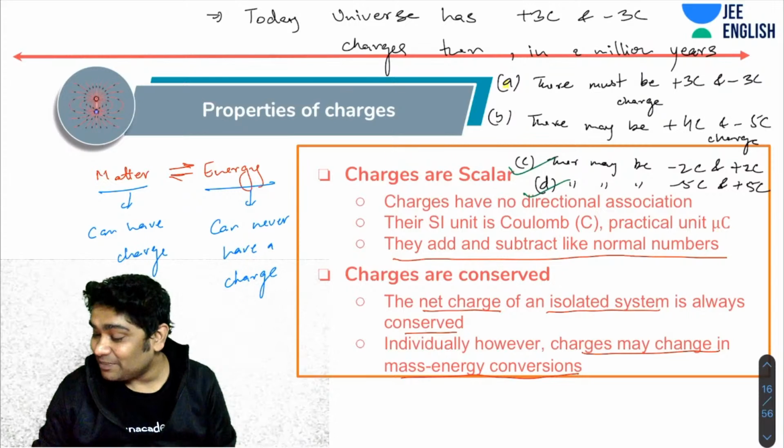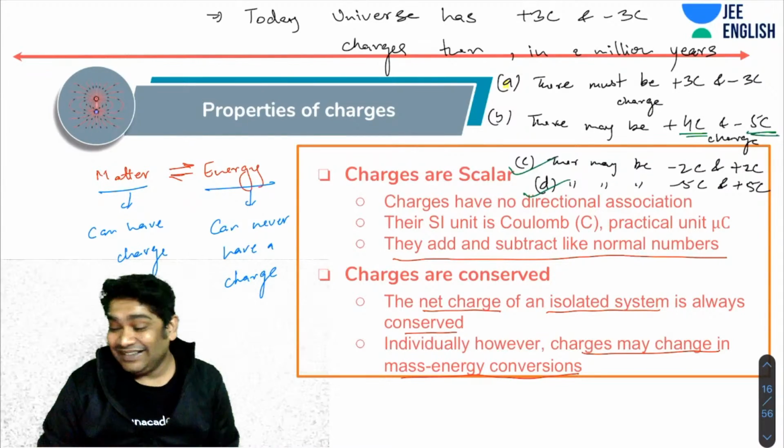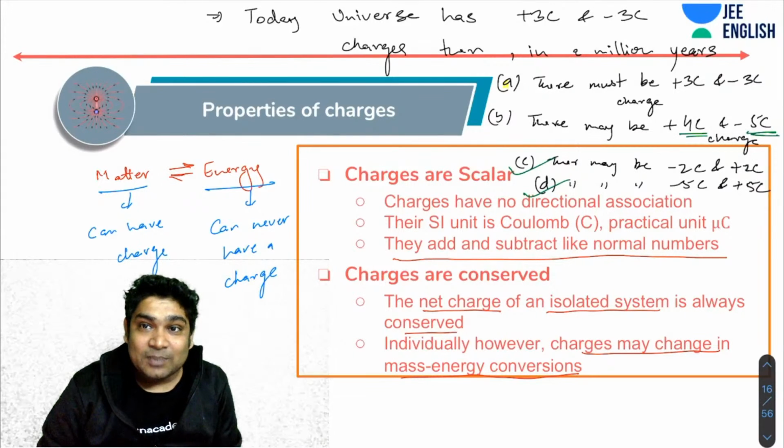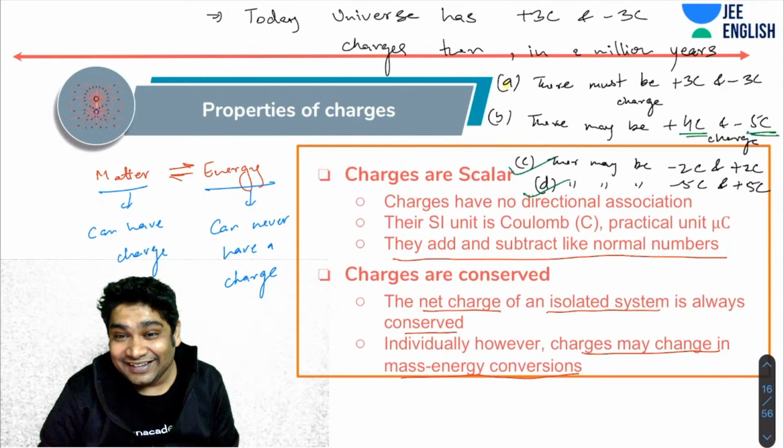Why is B not correct? B says plus 4 coulomb and minus 5. That means the net charge is minus 1. So B is not correct. So our antiparticle is a girl.